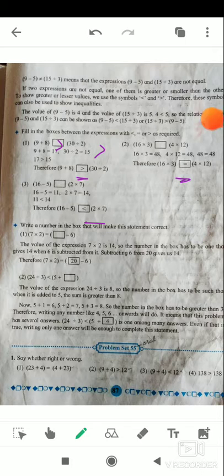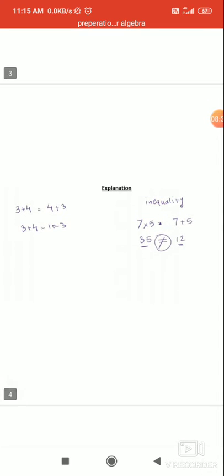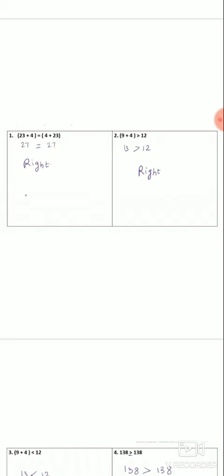Now solve the problems. First of all, see the explanations. Inequality, 7 multiplied by 5 and 7 plus 5. Now see question number 1. Question number 1 is 23 plus 4 equals 27, equals 4 plus 23 equals 27. So this is right.